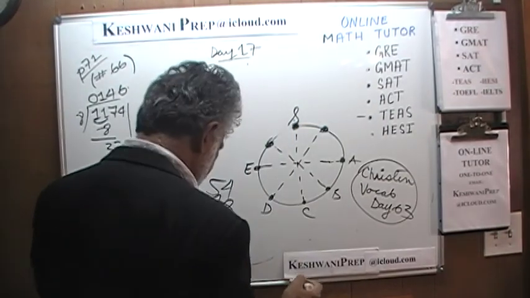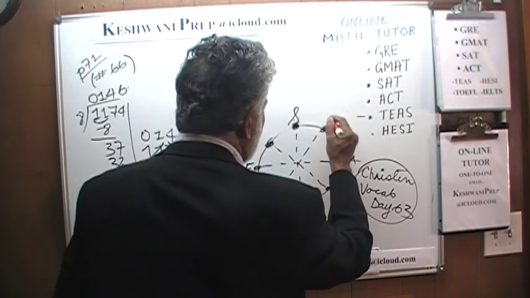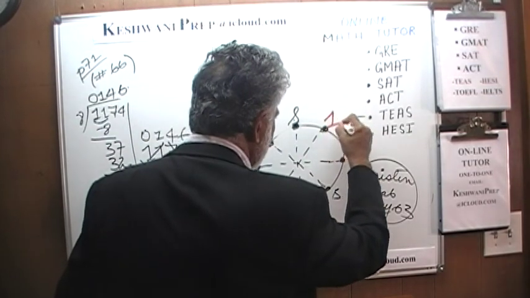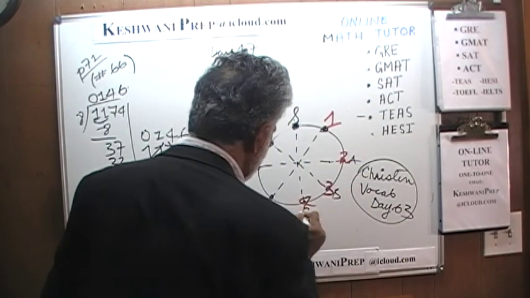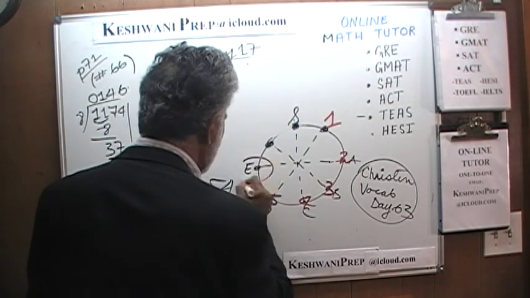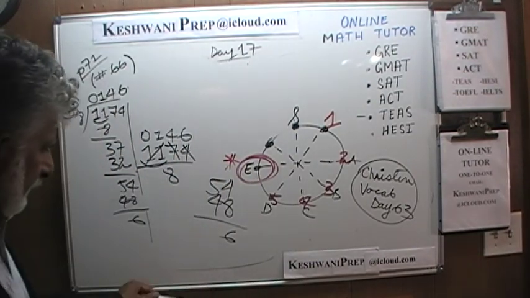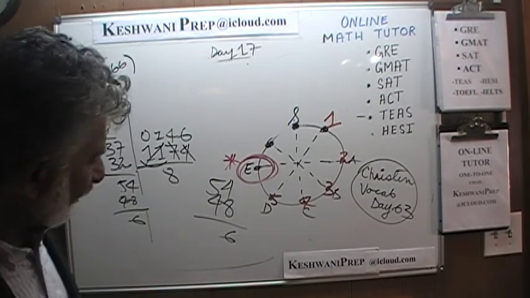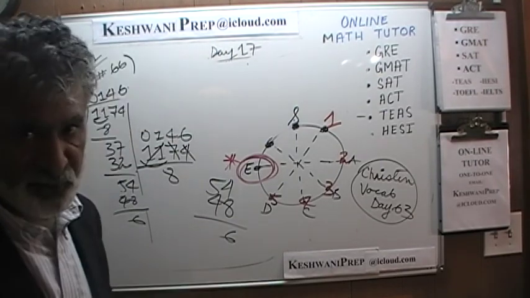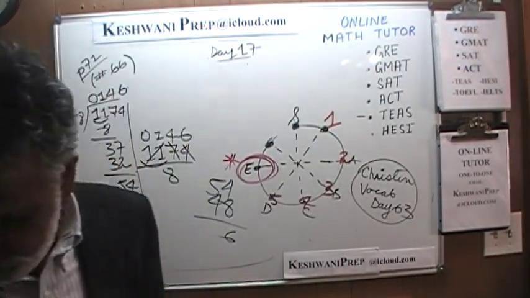So let's count them. I'm going to change the color so we can see them. We're going to stop. 1, this is the remainder of 6. 1, 2, 3, 4, 5. Oh, voila, this is our answer. The answer is E. The question was, where will we stop? The answer is, we'll stop at E, which is just as well, because we were running out of letters. The answer is E.